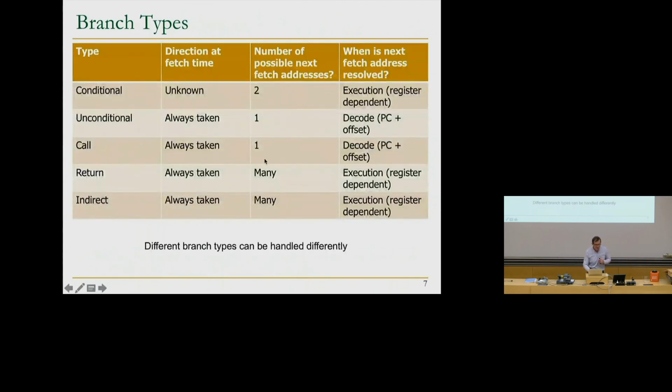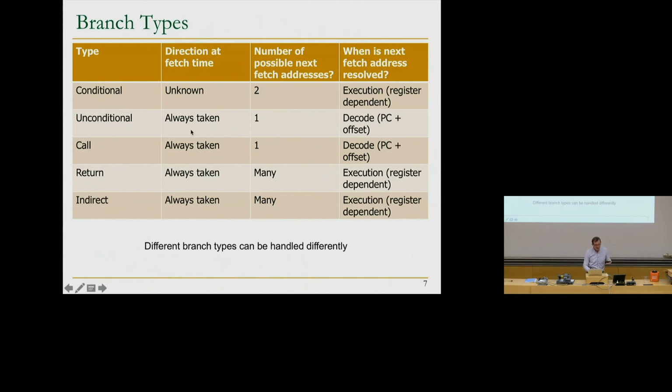There are a bunch of control flow instructions. These are branches, I'll call them. Conditional branches: when you fetch them, you don't know the direction, whether you're going to go to the next sequential instruction or the target. So there are two possible next fetch addresses. The fetch address is resolved, as we've seen, after you execute the instruction, like BEQ in MIPS, branch equal. It checks the equivalence of two registers, and if they're equal, then you jump to the target.